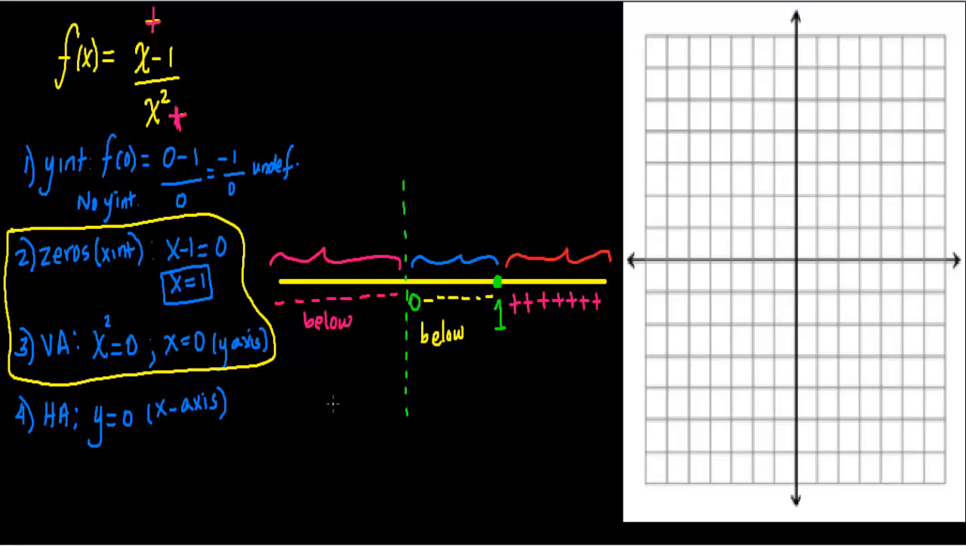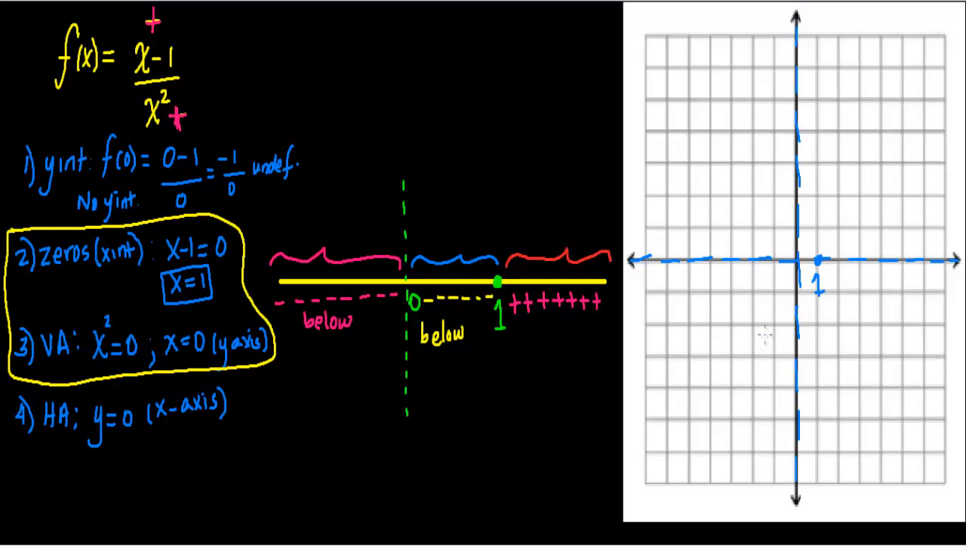Now we're going to start graphing. Let's put all of the information we found on our graph. Let's start with our y-intercept. There is no y-intercept, so I'm not going to plot anything on my graph. Let's do zeros. 1, 0, x equal to 1. My vertical asymptote is x equal to 0, which is the y-axis. That means there's a wall right here. Your y-axis is the wall. Your horizontal asymptote is y equal to 0, which is your x-axis. That's your other wall.